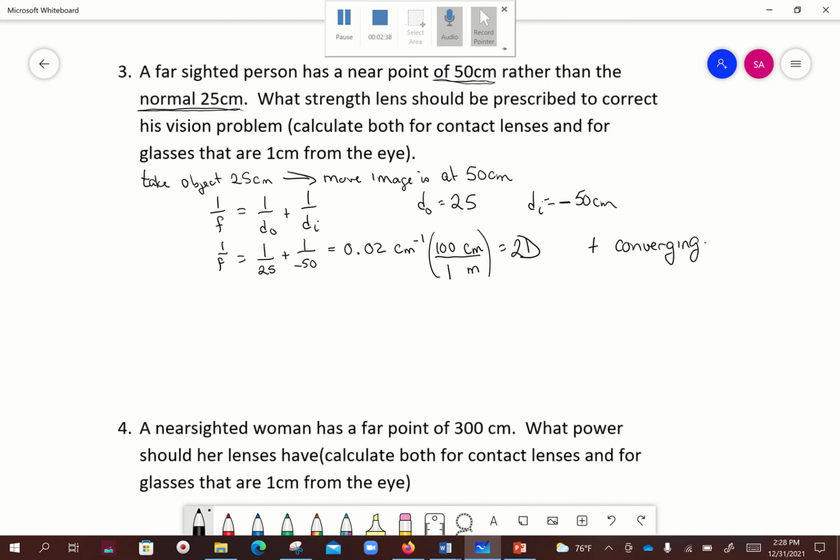Okay, so if you didn't want to do the conversions, we could have converted it initially. So we could have converted the centimeters, do to 0.25 plus 1 over minus 0.5 meters. And we would have got 2. And the unit is diopter. Diopter is the same as 1 over meter. Okay, so this is if they're wearing contact lenses.